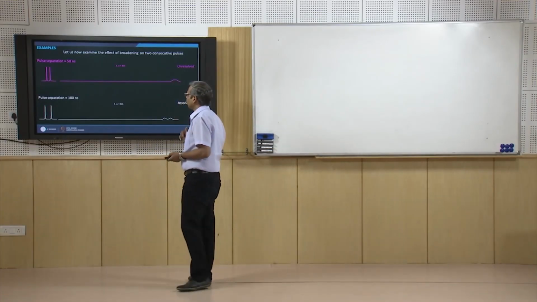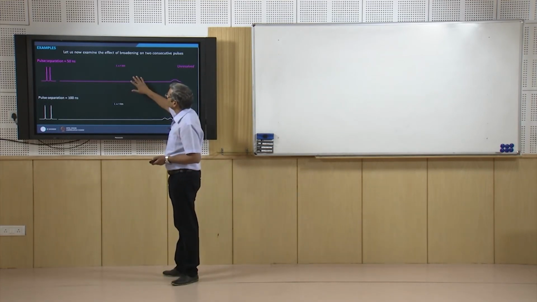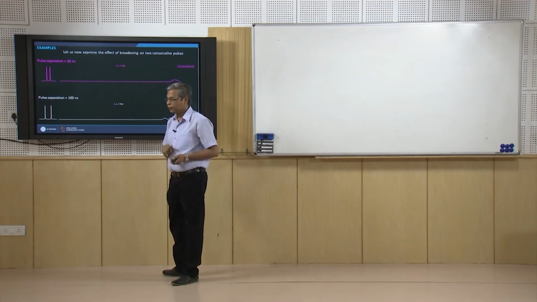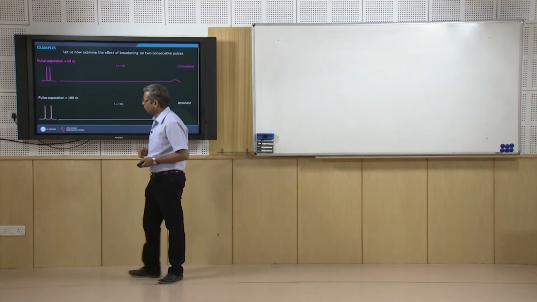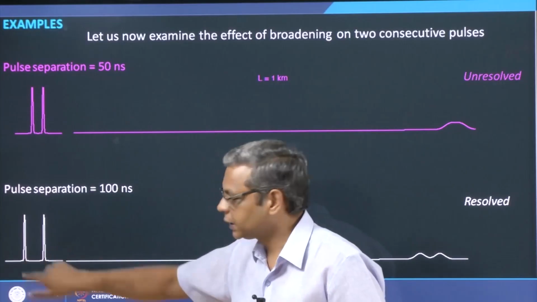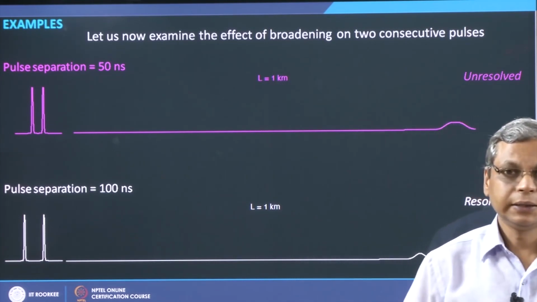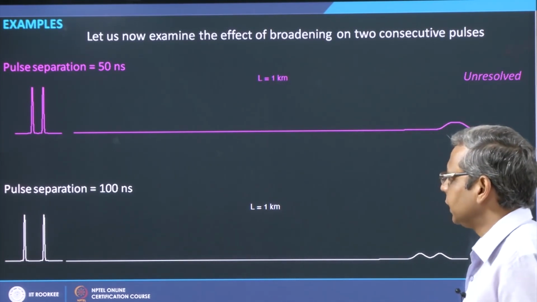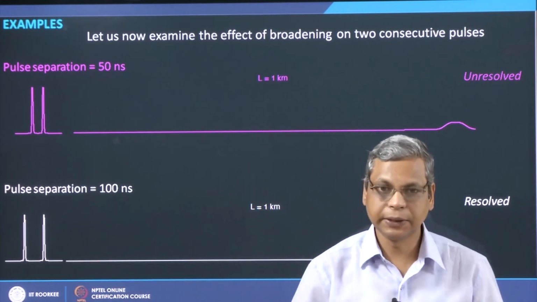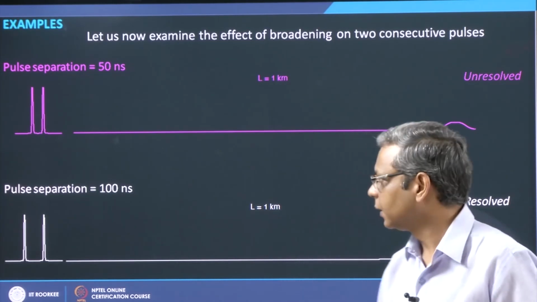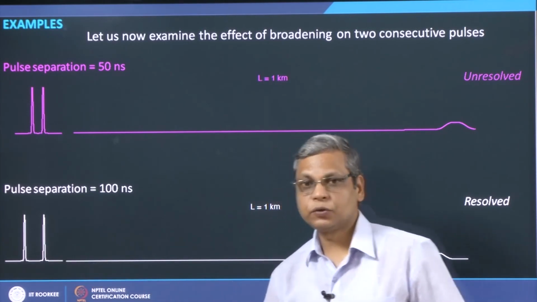So, for a given broadening or for a given fiber, if I want to keep the length constant at 1 kilometer, then in order to retrieve information at the output end, I will have to have large separation between the pulses. Large separation means that you are now able to send less number of pulses per second, because separation between the pulses has been increased, okay, which means that your data rate is now smaller.